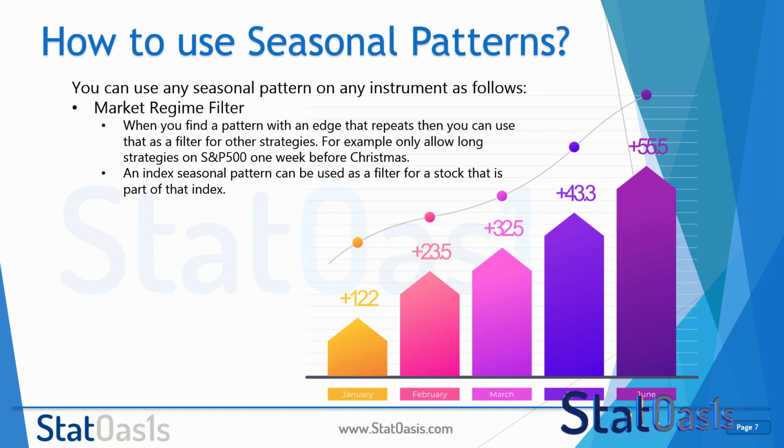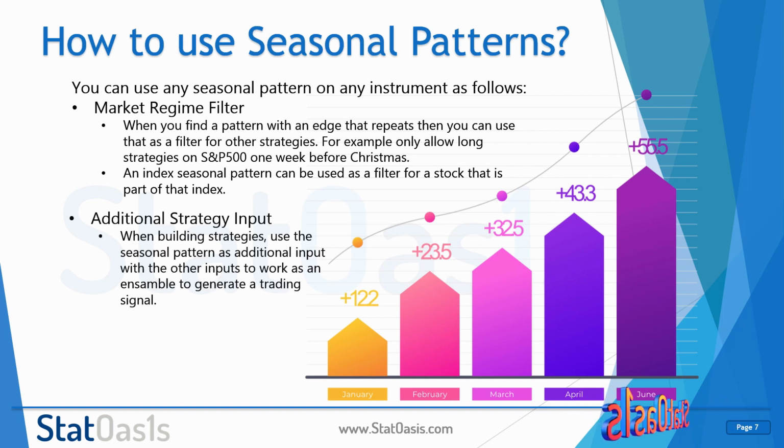Also, you can use it to filter the stocks inside the index. So again, if you're trading the S&P 500, and we know that it has a long bias before Christmas, then if I'm trading, let's say, Apple or Microsoft or Google, or any company that's part of the S&P 500, I should focus on the long side and not the short side. It can be used as a filter for the same instrument or for the instruments that are part of the main instrument.